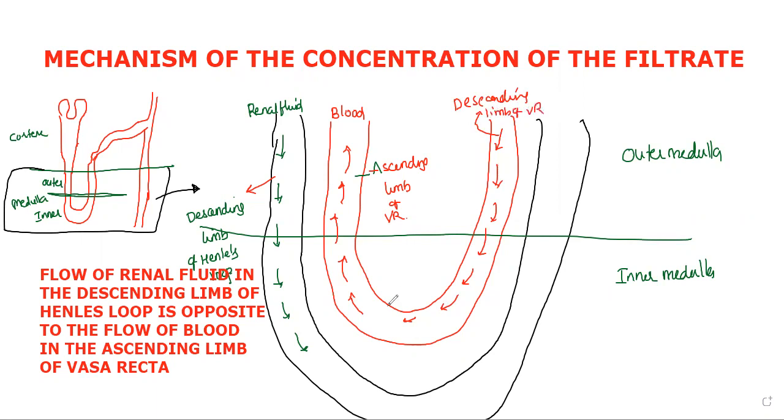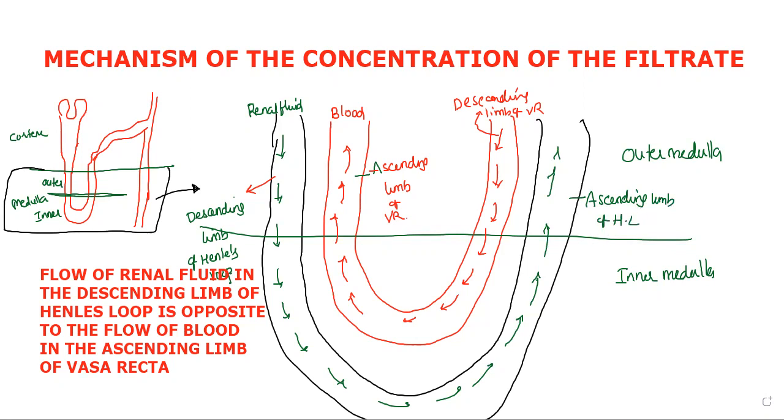Next, about the flow of fluid in the renal tubule: it is going up. So what do we name this limb? The ascending limb of Henle's loop. Yes, the ascending limb of Henle's loop.